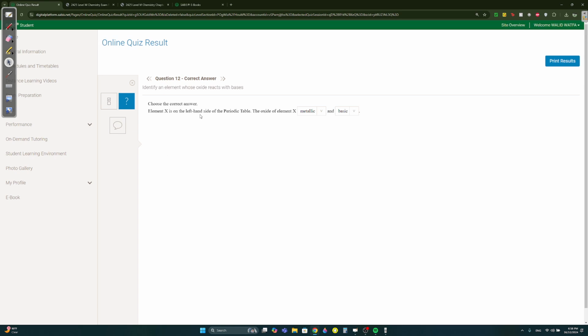Question 12. Element X is on the left-hand side of the periodic table. The oxide of this element X is metallic and basic. This also came last week, by the way. Element X is on the left-hand side, so it's a metal. So when it's an oxide, it's a metal oxide. Remember, metal oxides are basic.